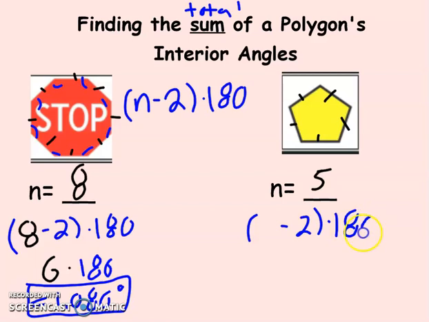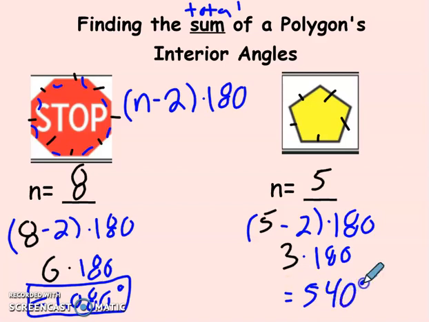Sorry, I'm just going to fill in the blue first. I'm going to put the black. There we go. So it's going to be 5 minus 2, which gives me 3 times 180. Let me do that in blue. And we do 3 times 180, and we get 540 degrees. So the total sum of a pentagon is 540 degrees. So all 5 of those angles added up is going to give us 540 degrees.